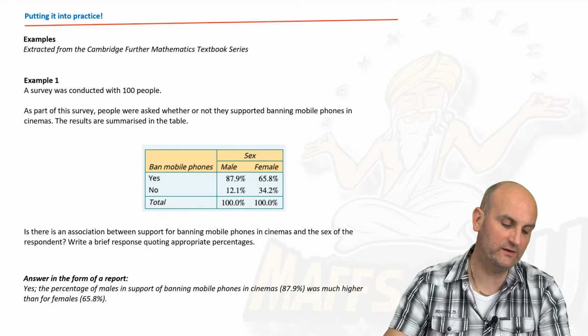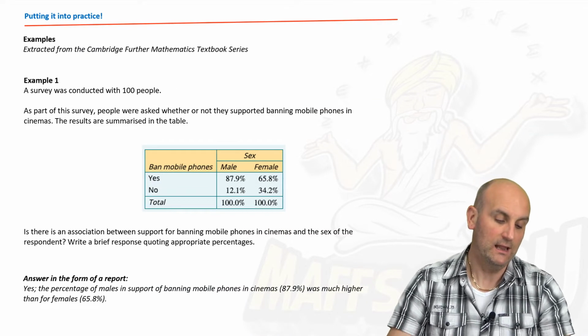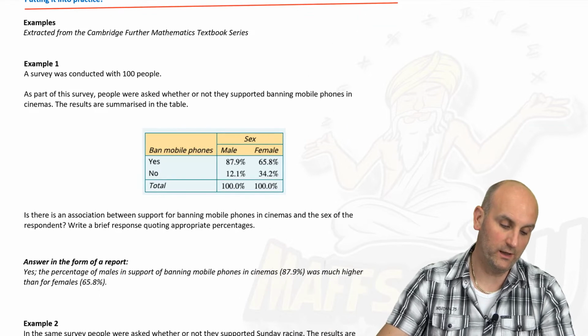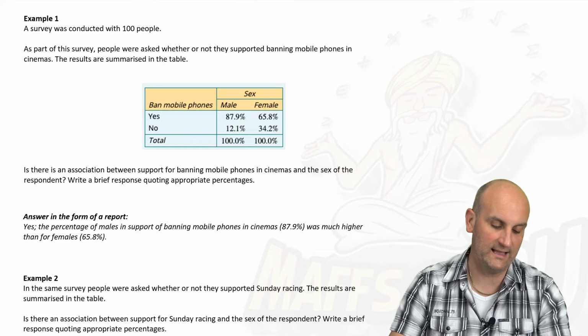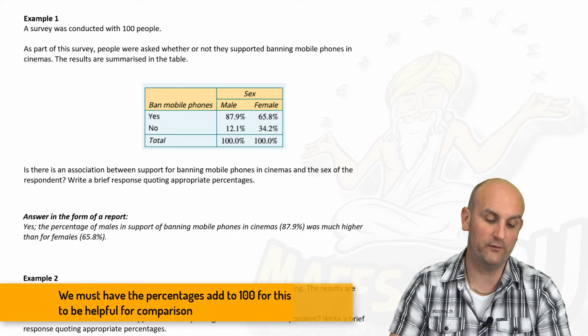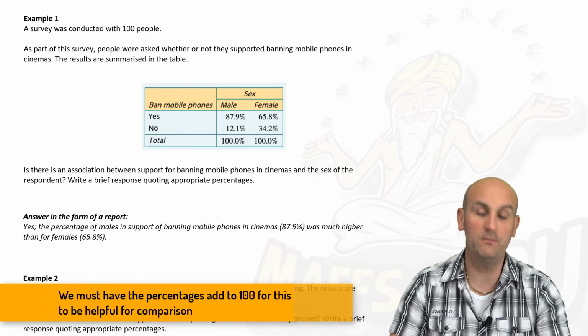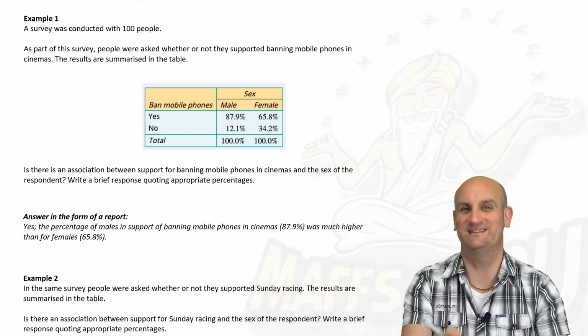Putting this into practice, and again taking examples from the Cambridge Further Maths textbook series. A survey was conducted with 100 people. Now, if it's 100 people, that's great, so long as the totals are all 100%. As part of the survey, people are asked whether or not they supported banning mobile phones in cinemas. As far as I'm concerned, we should ban talking in cinemas.